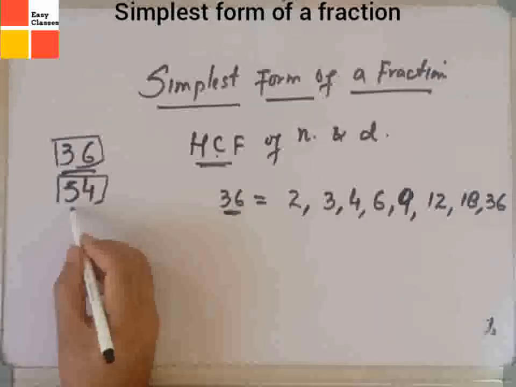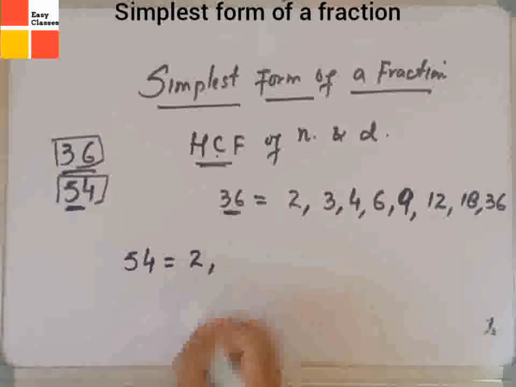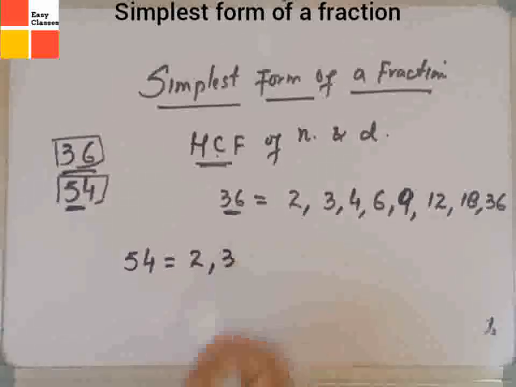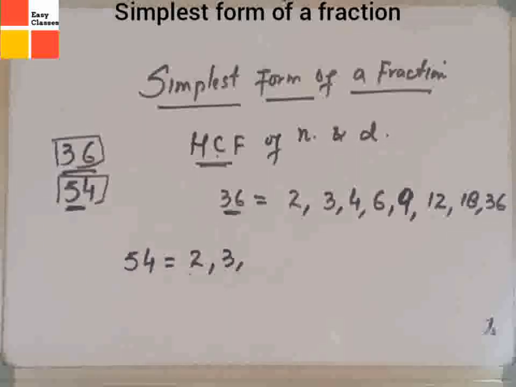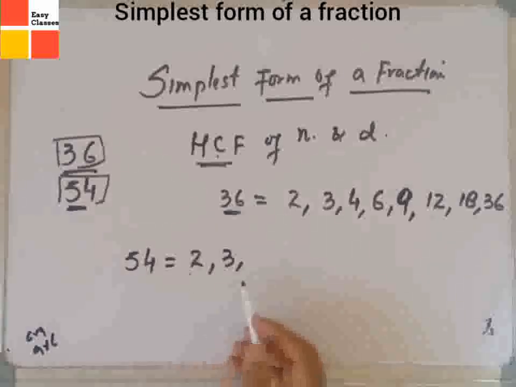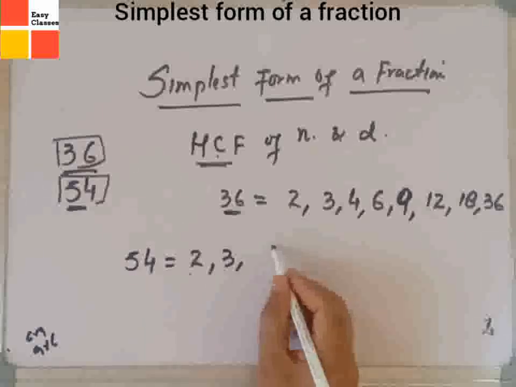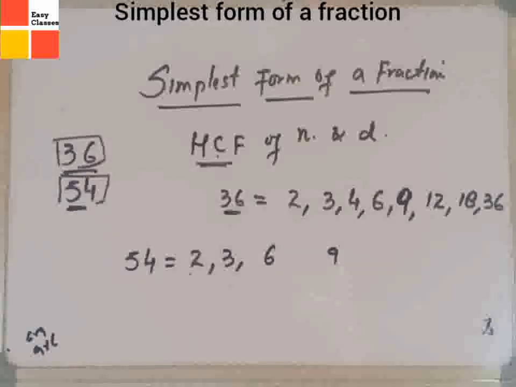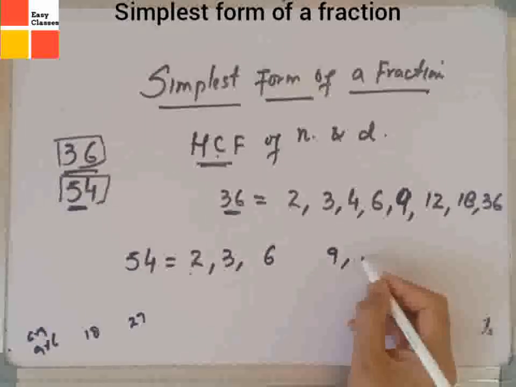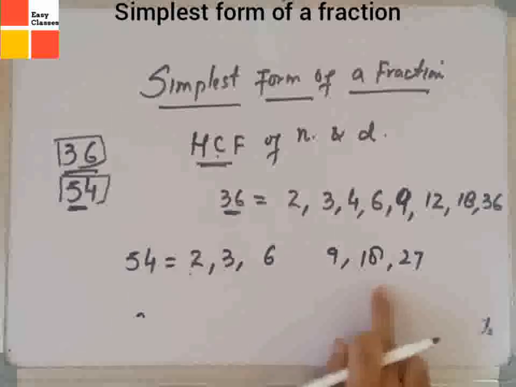Then let's find the factors of 54. It can be divided by 2. It can be divided by 3. 2 7s are 14, 3 8s are 24. Then 6 9s are 54, 9 6s are 54. Then 18, then 27. So these are the numbers which exactly divide 54.